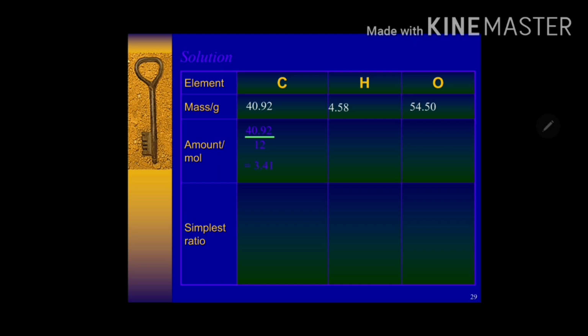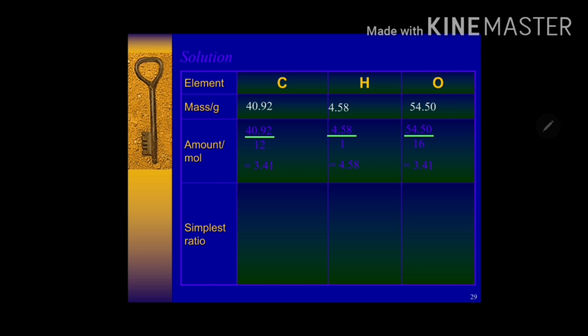So calculate, you get 3.41. And then for hydrogen, its atomic mass, molar mass is 1 divided by 1. And then for oxygen, O, 16. So 54.50 divided by 16, get 3.41. That is the number of moles.